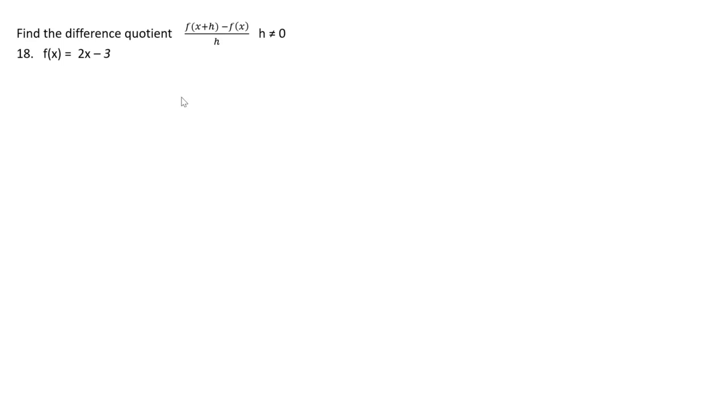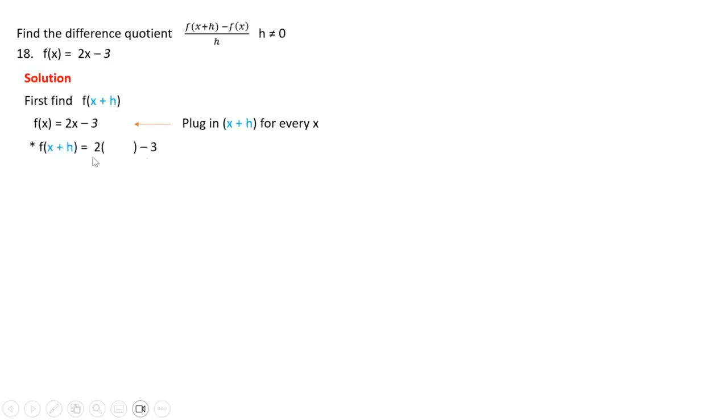This is number 18. We have: find the difference quotient of f of x equals 2x minus 3. Solution: again, we have to find first f of x plus h, which means I'm going to plug in x plus h for every x. Okay, I'm going to plug it in there. So plug in my x plus h for the x's, and now we distribute. That will give us 2x plus 2h minus 3.